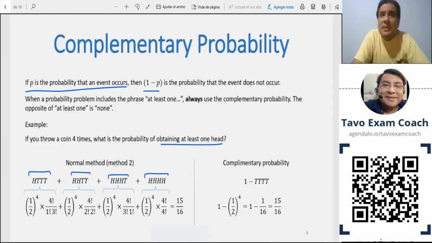But since these are alternative situations, we need to add all the probabilities involved. That means applying method 2 to each of these cases. Here you can see method 2 applied in a shortened, summarized manner. What is the probability of this sequence of letters? Well, (1/2)^4, because you multiply 1/2 by itself 4 times.